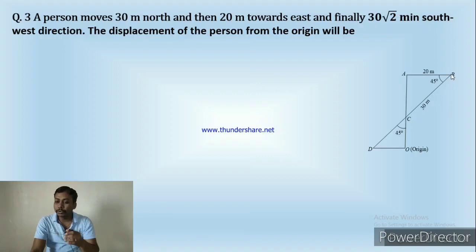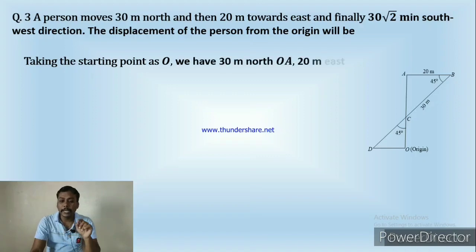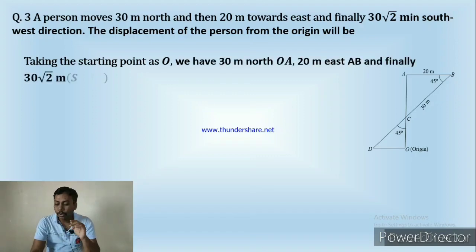Then from B it moves southwest towards D. So BD is 30 root 2 meter. Here 30 meter is written, but it is 30 root 2. So O to A is north, A to B is east, and B to D is southwest. So B is on the east side and D is on the west side. If O is origin, the person starts from origin, then OA is first 30 meter, AB is 20 meter, and BD in the southwest direction is 30 root 2 meter.